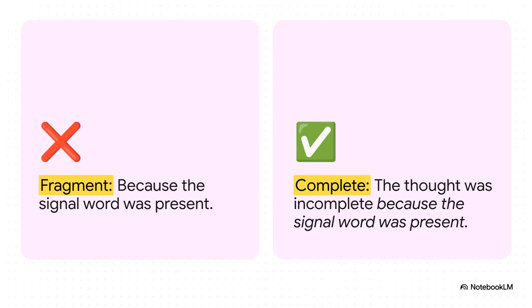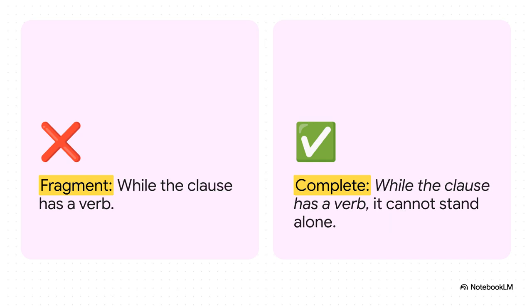Okay, look at this phrase, because the signal word was present. See? By itself, that's a classic fragment. That signal word, because, just leaves you hanging. But when we give it its hero buddy, the thought was incomplete. Now listen to the whole thing. The thought was incomplete because the signal word was present. Perfect sense. Let's do one more.